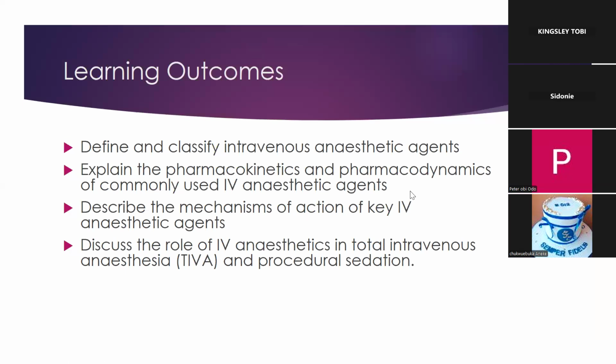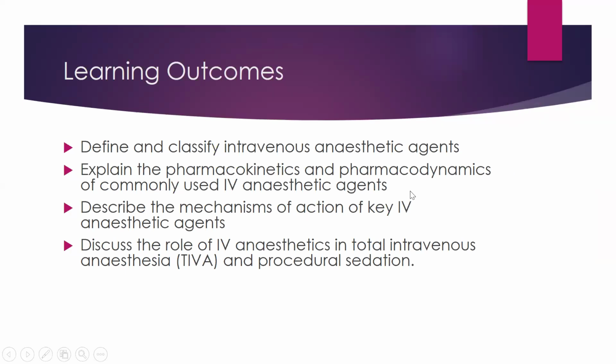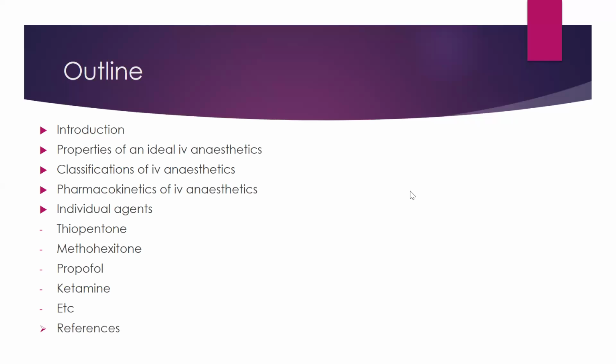So our learning outcomes are as given above. We'll define and classify intravenous anesthetic agents. We'll look at the pharmacokinetics and pharmacodynamics of commonly used agents. At the end, you should be able to describe the mechanisms of action of these agents, and you should be able to discuss the role of IV anesthetics in TIVA and procedural sedation. So that's what we hope to achieve, and our outline is as given on the screen.